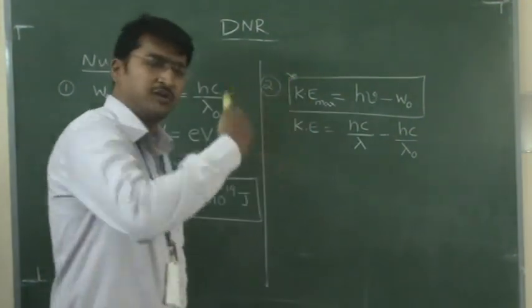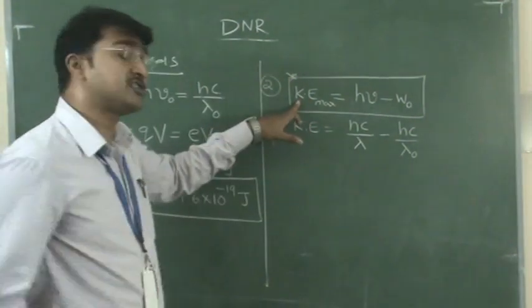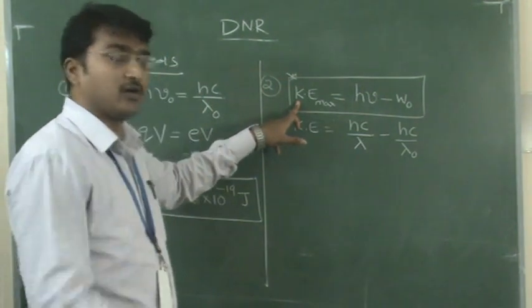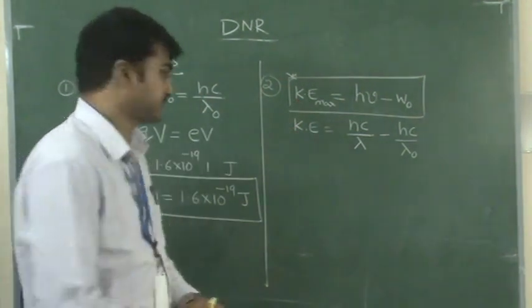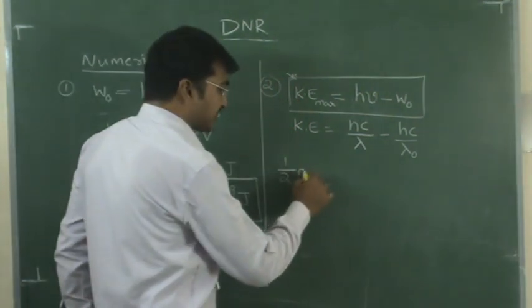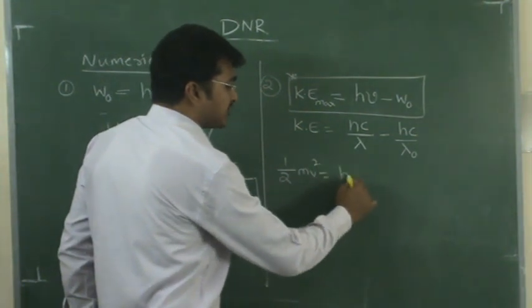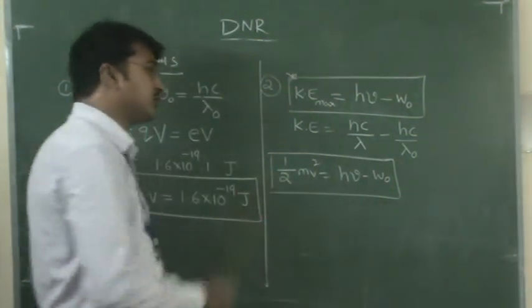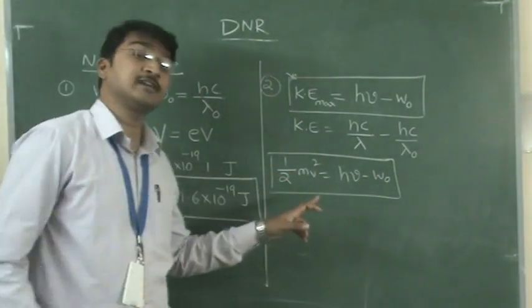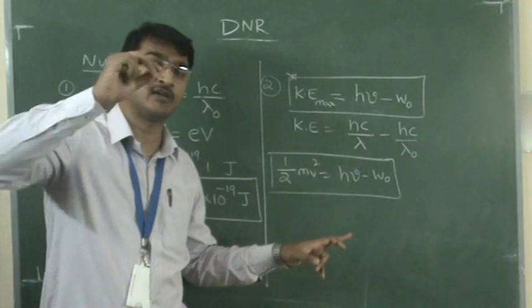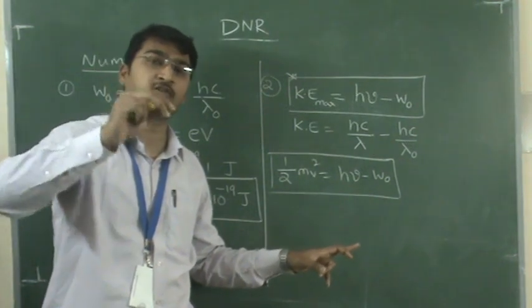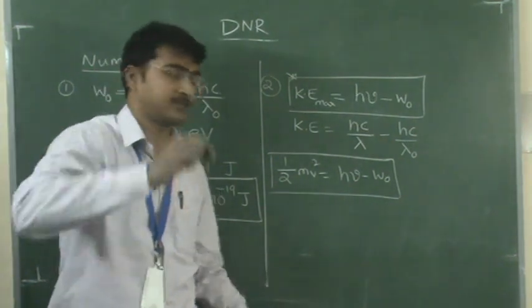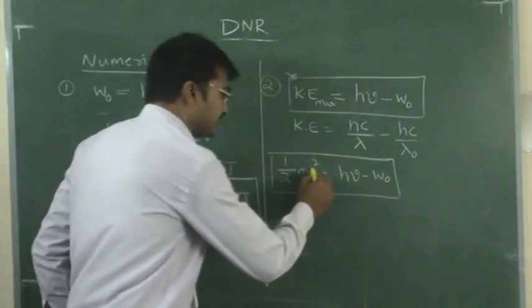We can modify it into different forms. Next, instead of kinetic energy, we can write one more term, half mv square. That is, half mv square is equal to h nu minus W naught. This is also one equation. So what is the use of this equation? Sometimes they may ask, what is the maximum velocity of ejected electrons in a photoelectric emission? So we should find the V value.